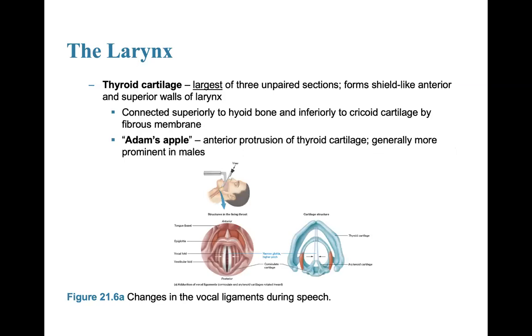So the thyroid cartilage, this is the largest of the three unpaired sections. It forms a shield-like anterior and superior walls of the larynx. It is connected superiorly to the hyoid bone and inferiorly to the cricoid cartilage by a fibrous membrane. And if you've heard the term Adam's apple, this is the anterior protrusion of the thyroid cartilage. The Adam's apple is much more pronounced in males than it is in females.